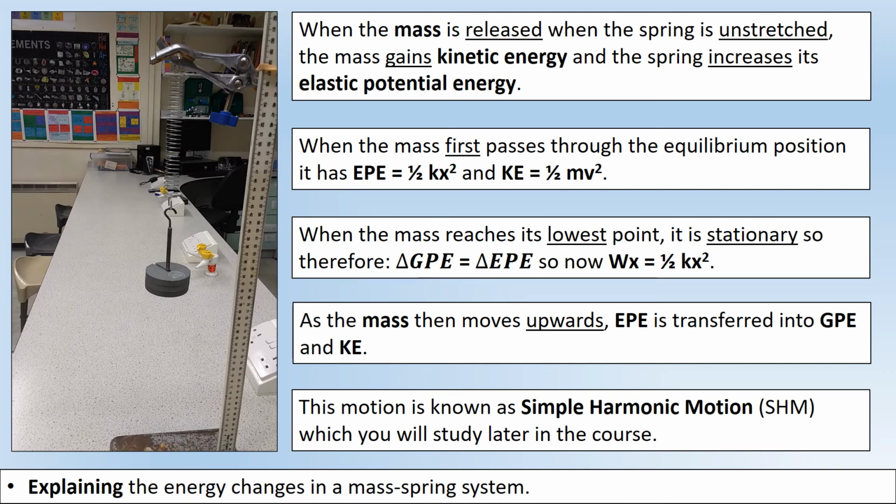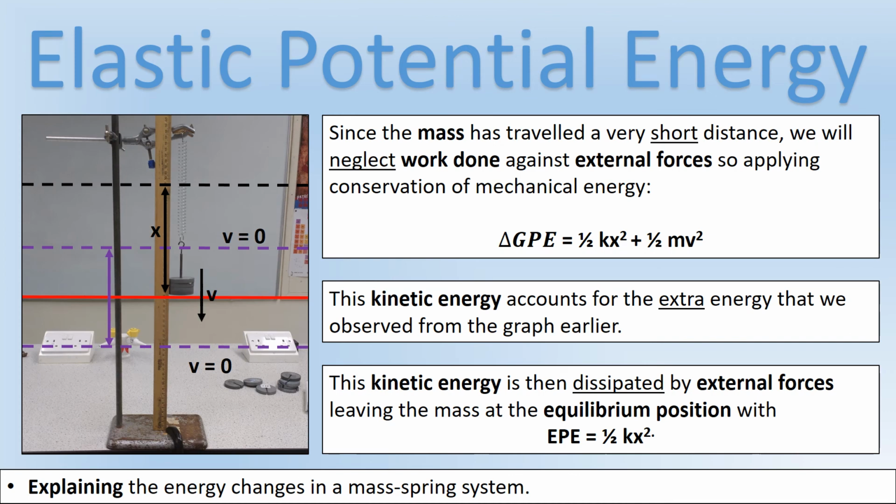So just to diagram what I was talking about, the black line is where the mass starts, and the red line is the equilibrium position. What happens is the mass, when it gets to the equilibrium position, is traveling at some speed. So it has both elastic potential energy and kinetic energy. And then it continues beyond it and becomes stationary on the bottom purple line. So at that point, the change in GPE will be equal to the change in EPE.